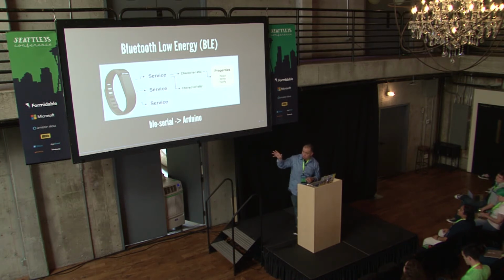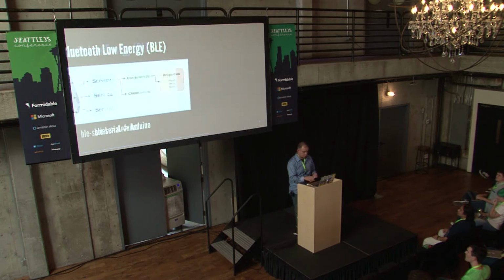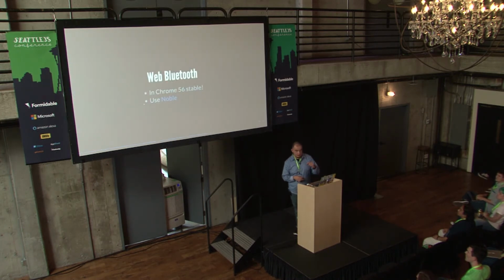There's already a bunch of projects around this. There is some supported hardware. BLE Serial is a way to use the same interface that Node Serial Port uses, so that we can just plug that in and then use Johnny-Five directly. So if we want to do this stuff through Node.js, we use Noble. Noble was written by Sandeep Mistry. It's bindings for Bluetooth low energy.